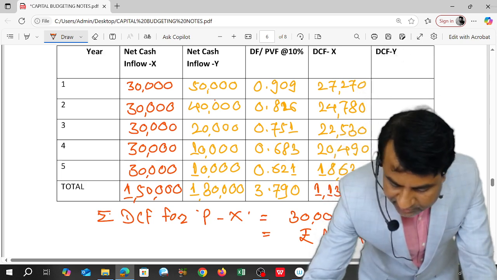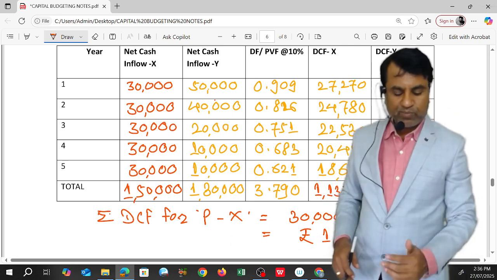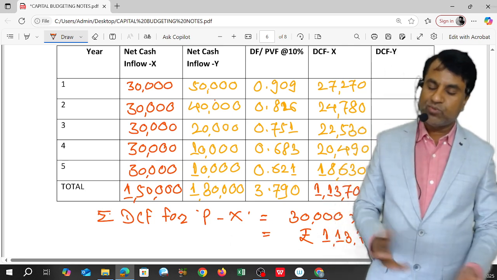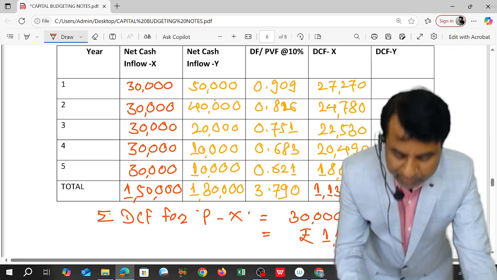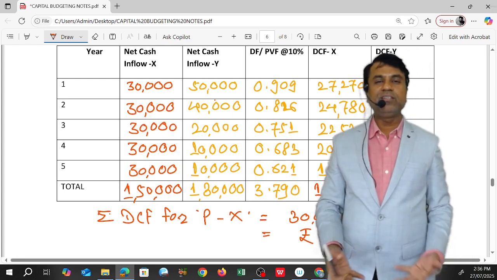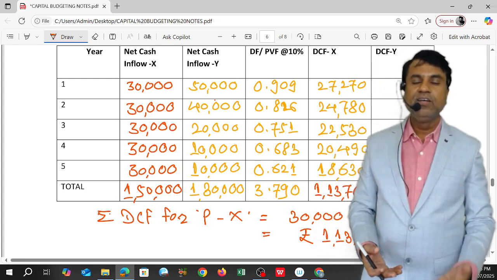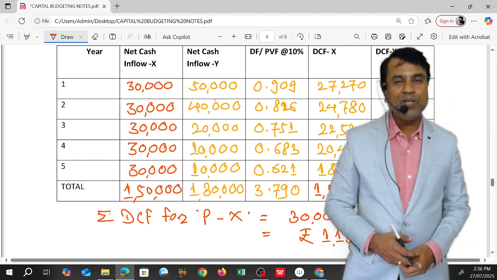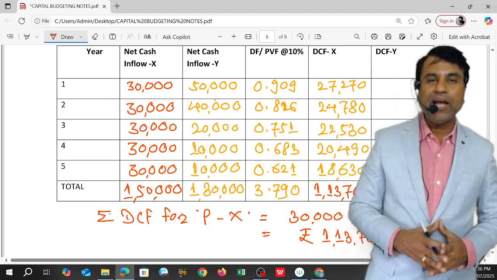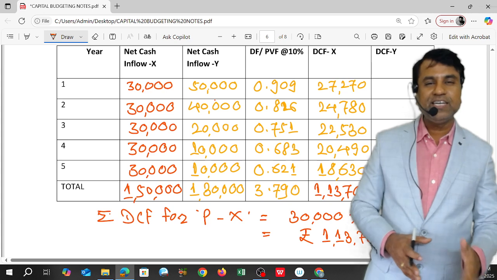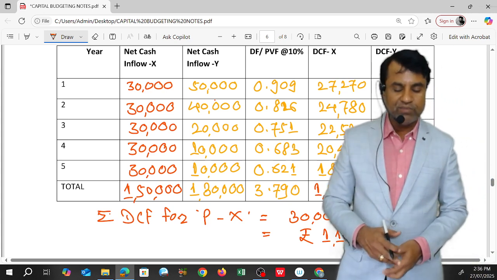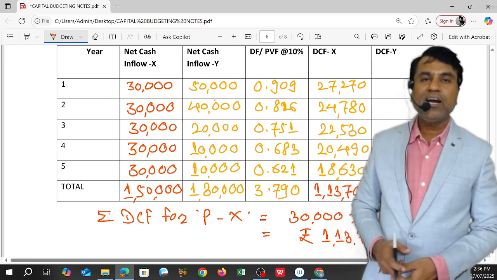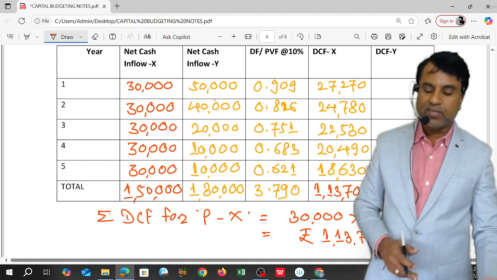So cross check it. If you add all 5 totals, your answer will be 1,13,700, and if you do it this way, it will also come the same. So obviously, this is what to do when an annuity is given, then you can apply this particular methodology. You can just multiply with the total annuity factor given for say 5 years, 10 years, 15 years down the line, whatever is given, multiplied with the annual annuity cash flow. So it is 30,000 here.